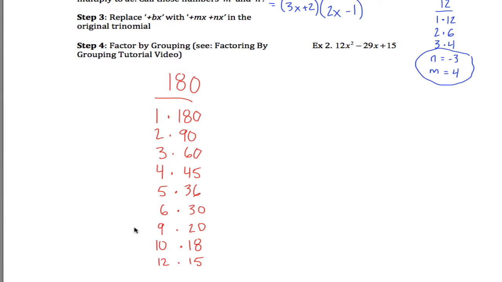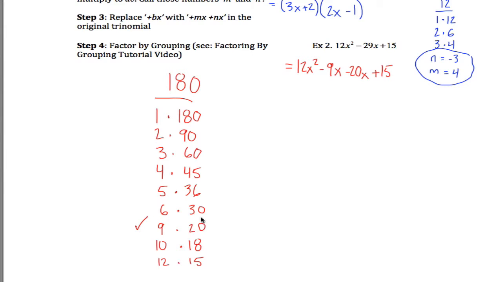Here we go. Looks like these guys will work: negative 9 and negative 20. So if I were writing up this problem, I would say, all right, what I have up here is the same as 12x squared minus 9x minus 20x plus 15. Negative 9x minus 20 more x is negative 29x. These are equal. But by splitting it up in this way, I'm guaranteed that it'll factor by grouping.